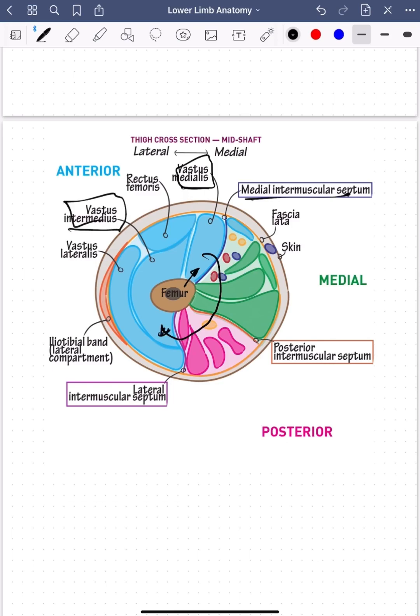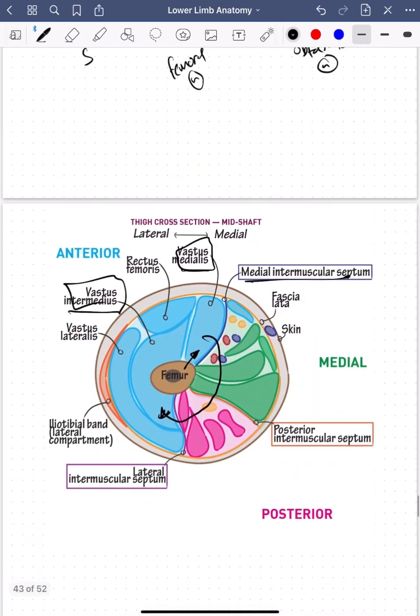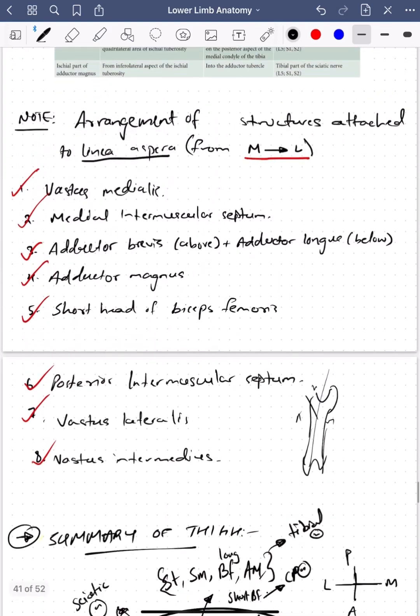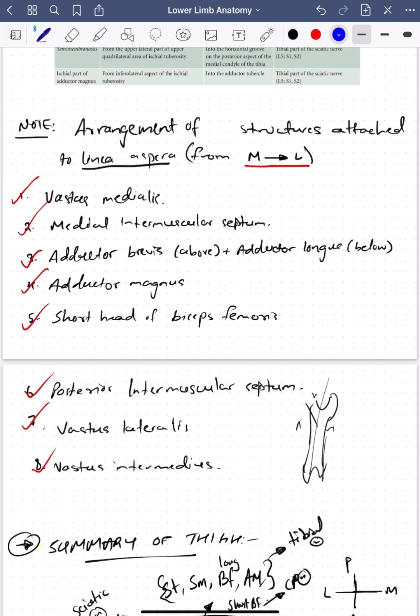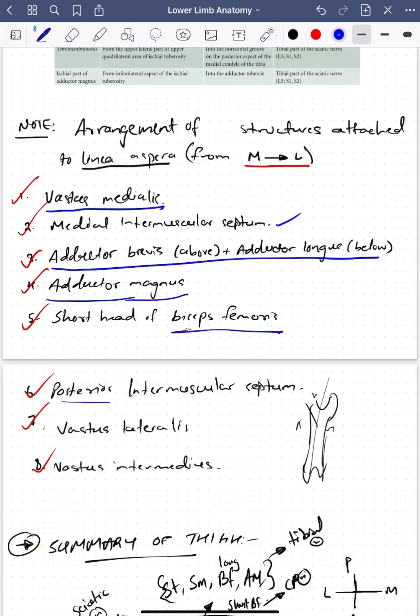In the same manner, we're going to go from the anterior compartment to the medial compartment to the posterior and back to the anterior. So it's in that order that we've mentioned the structures. Again, I'm revising: the vastus medialis, medial intermuscular septum, the adductor longus, adductor brevis and the magnus, then the short head of biceps femoris, posterior intermuscular septum, we are again back in the anterior compartment where we have the remaining 2 muscles, and that is the vastus lateralis and the vastus intermedius.